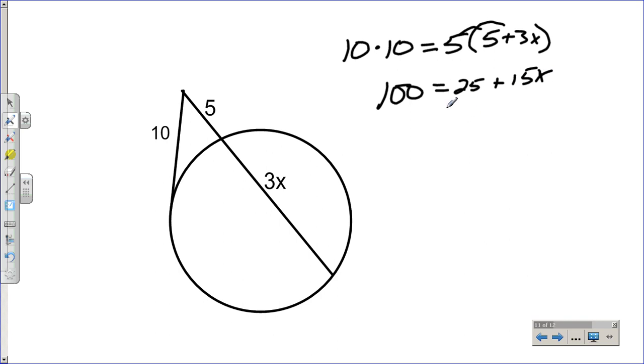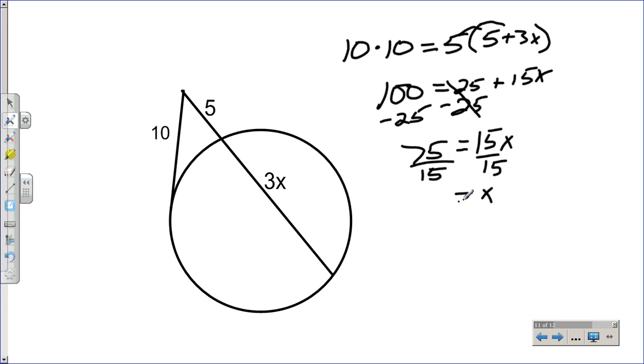Excuse that bell. Let's subtract 25 from both sides. Alright, these cancel. I have 75 equals, bring the 15x down. And then I divide by 15. And I have x is equal to 5. That's as hard as it's going to come. If you can do those, then you're good to go.